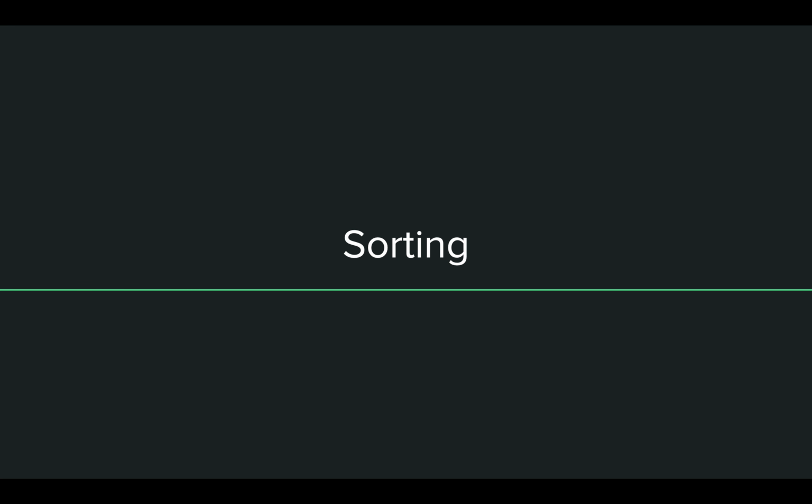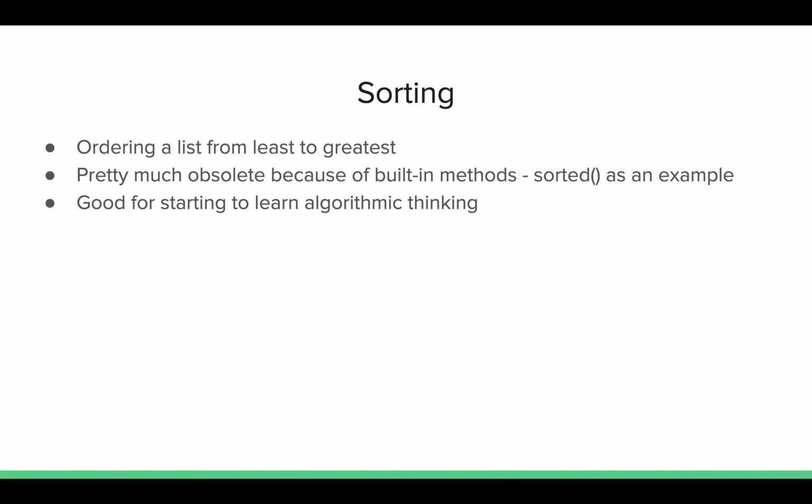All right. So for our Introduction to Algorithms class today, we're going to be looking at sorting algorithms. Obviously, sorting is just sorting a list or an array from least to greatest. This isn't really useful in competitive programming because of the sheer amount of built-in methods that exist in programming languages.